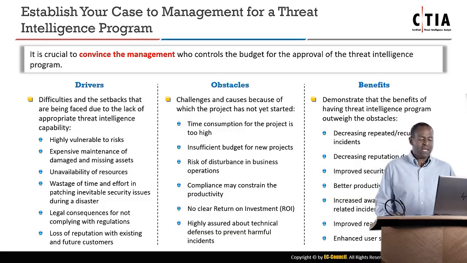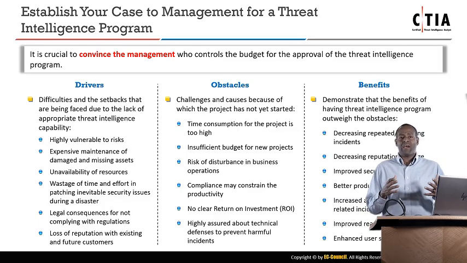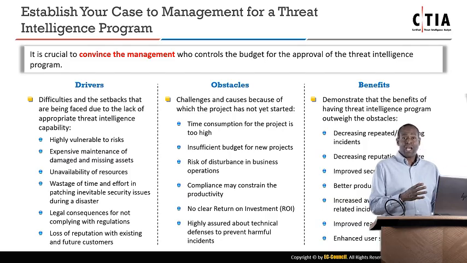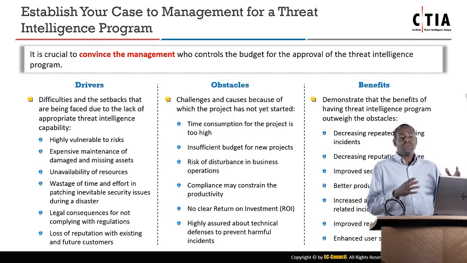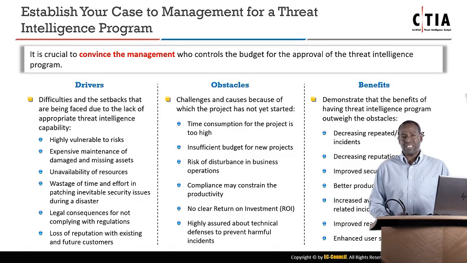So compliance may constrain productivity. You may have an organization that has very severe compliance regulatory needs, and the system that you want to integrate or add falls outside of that compliance. Maybe it might disturb that compliance, is perhaps what the management of that section of the organization might think. And so you'll need to design your TI system to also be compliant with the current compliance and regulations of your current existing infrastructure. No clear ROI.